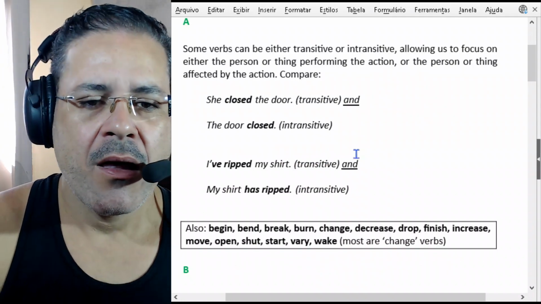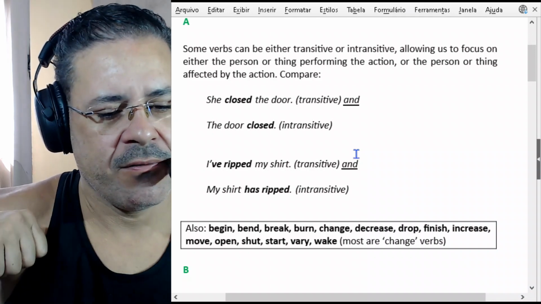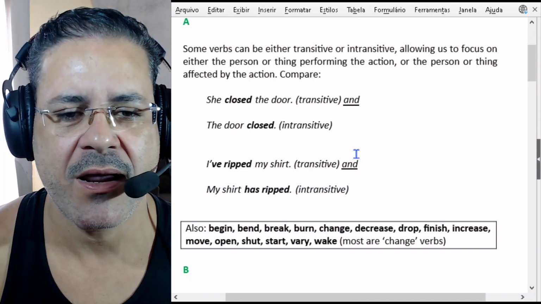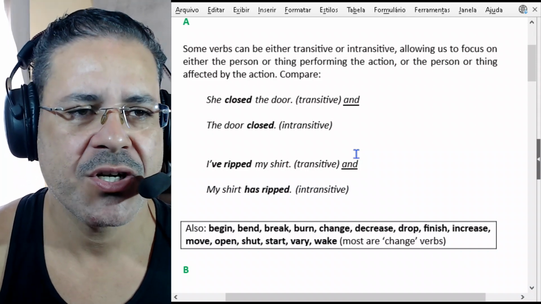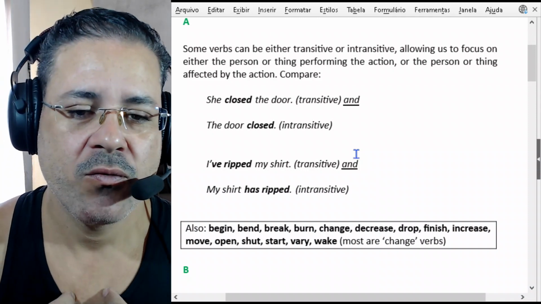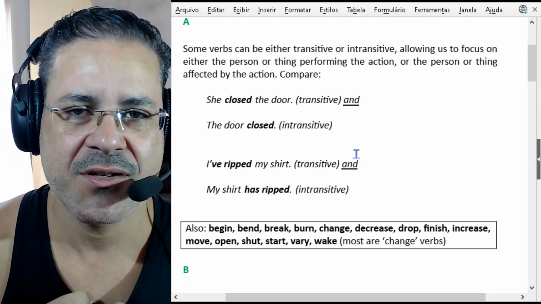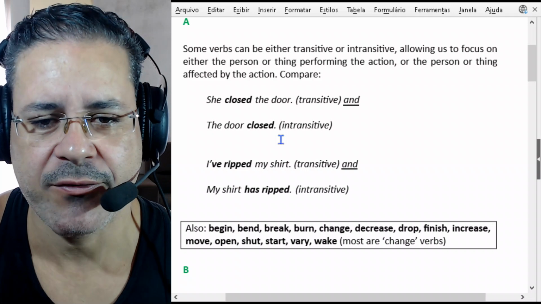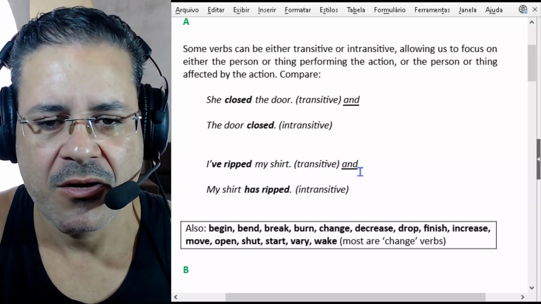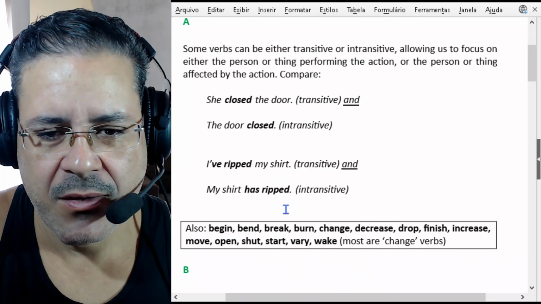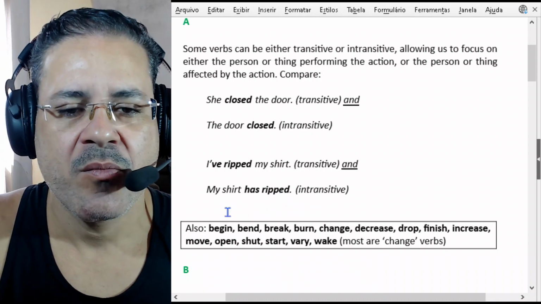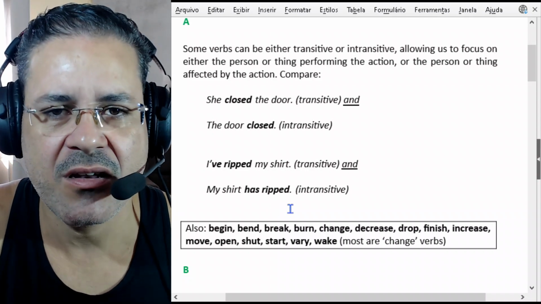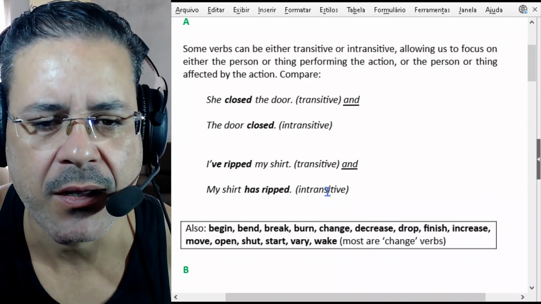Another example, I've ripped my shirt. This is transitive because you might say, I've ripped my shirt. You've ripped what? I've ripped my shirt. So it suffers the action of the verb to rip. In that case, it's transitive because it requires an object. On the other hand, it might be intransitive, written like that. My shirt has ripped. It has ripped by itself and in itself. So it's quite easy to understand, right?